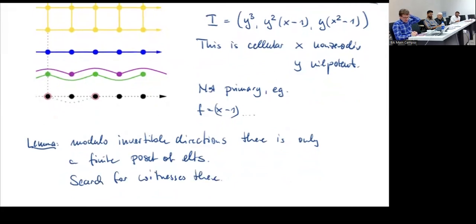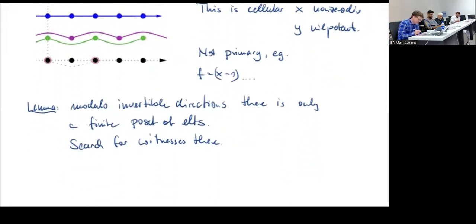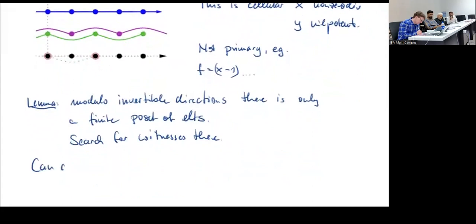Okay, so what are the elementary operations that we can do to these ideals? So the elementary operation is we can do what we did on Monday, extract the lattice for the bottom layer.